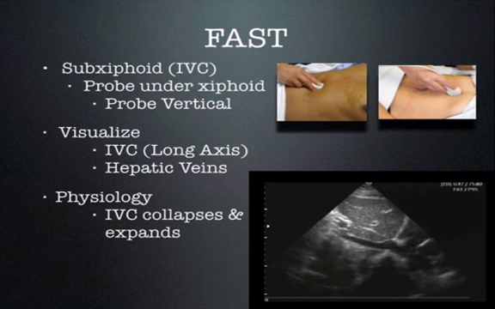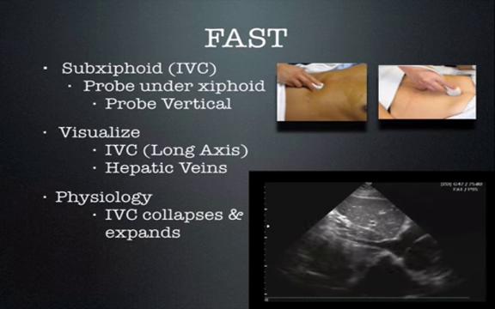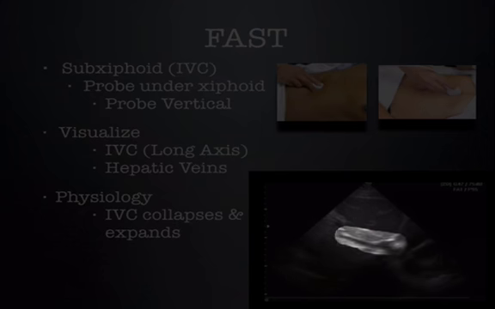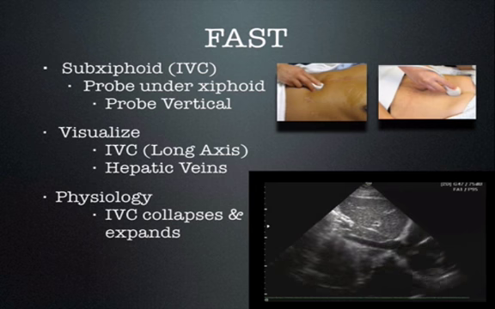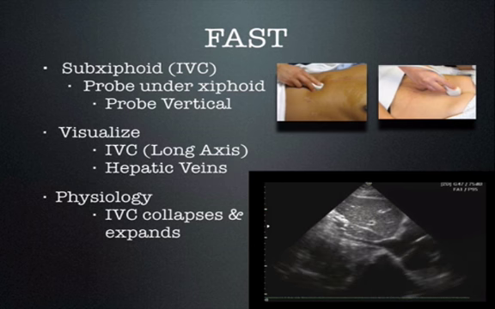To obtain the IVC, we rotate our probe north-south, up and down the body, and look posterior towards the spine. And we see the IVC is this thin black line, could be a thick black line, that's running posterior to the liver into the right atrium of the heart. The IVC dilates and collapses with respirations, and we can use this to gauge the central venous pressure.